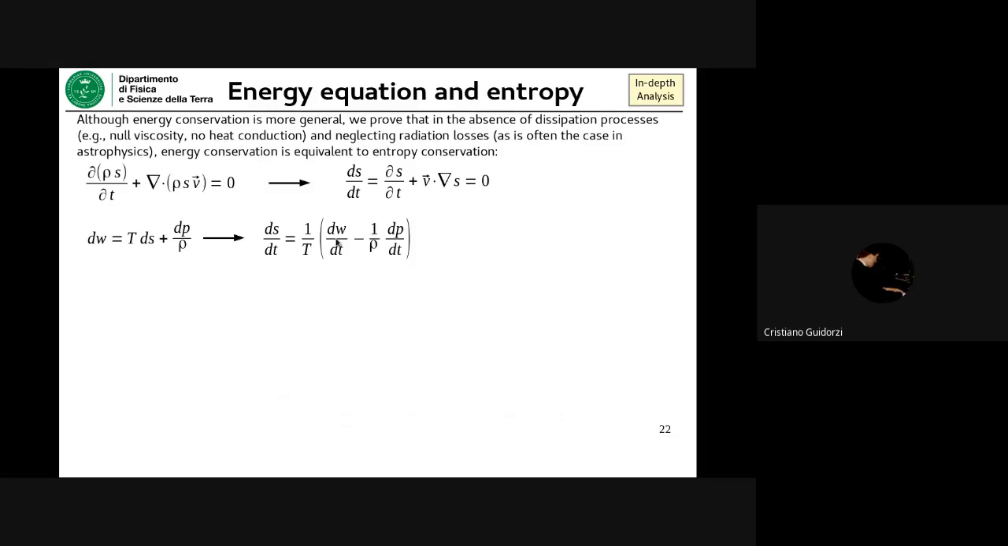Now, if I find that the total derivative of entropy is zero, it is equivalent, of course, to saying that the expression among brackets is zero. But let's write explicitly what the total derivative is. So instead of the total derivative of enthalpy, I wrote this guy here, and instead of the derivative of pressure, this corresponds to one. Remember, I just propagated this.